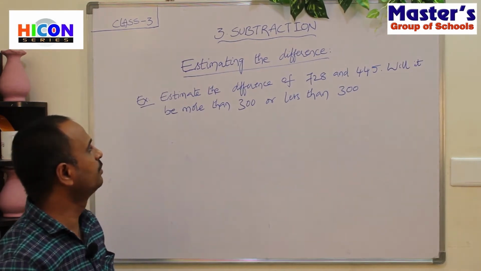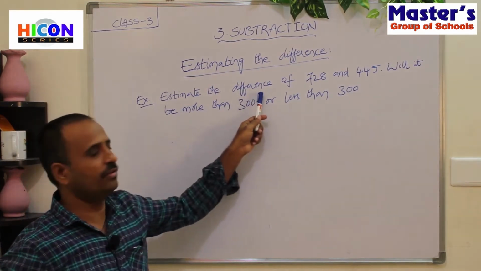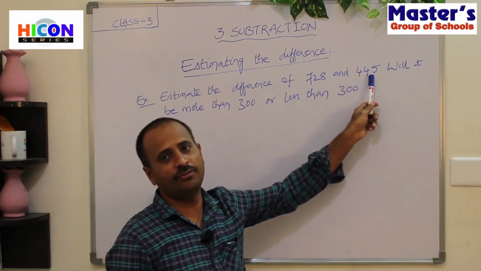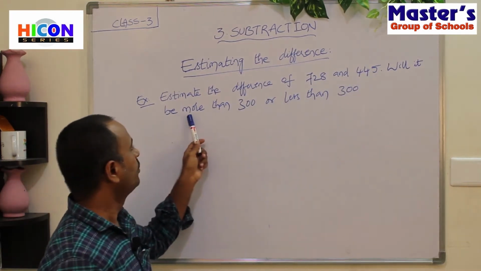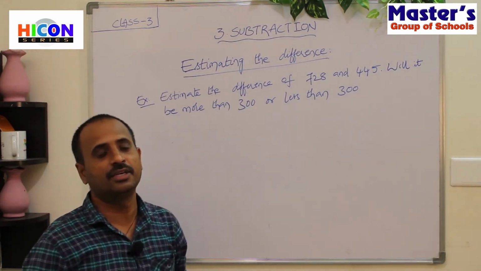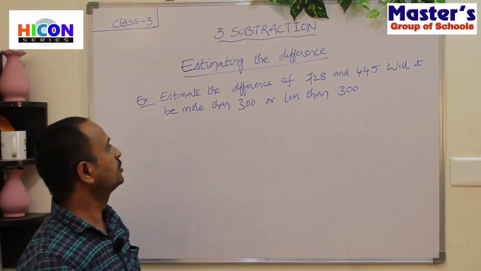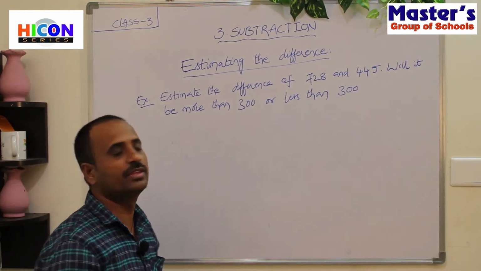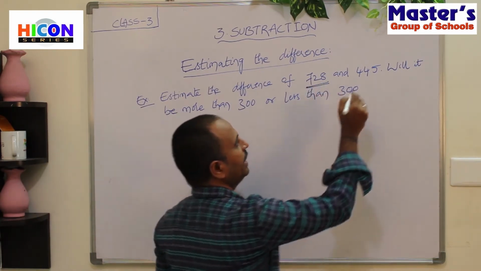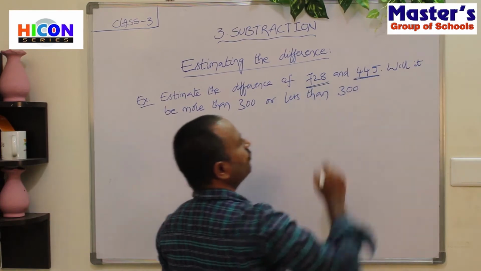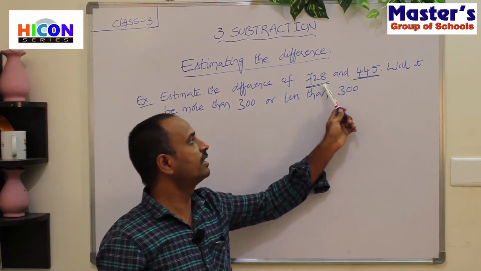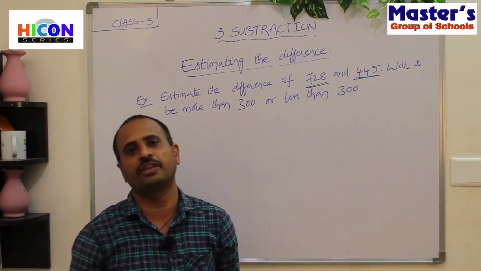So let us see an example. Estimate the difference of 728 and 445. Will it be more than 300 or less than 300? So children, do you understand the problem? First we have to estimate the difference of these two numbers, that is, 728 and 445.